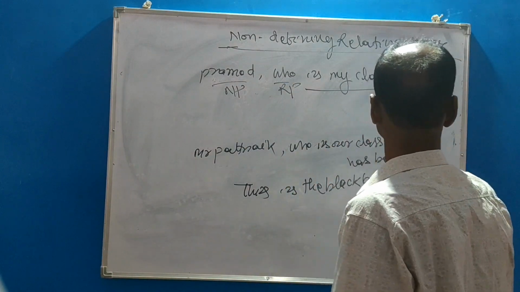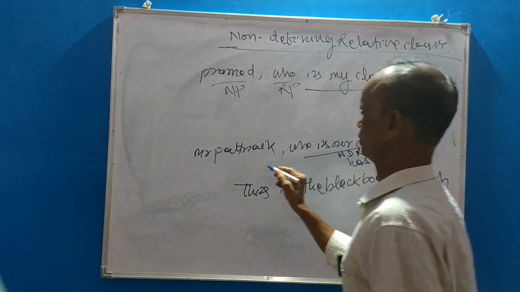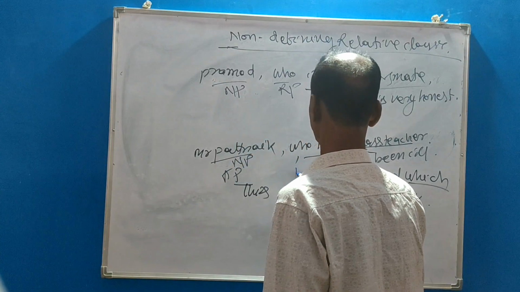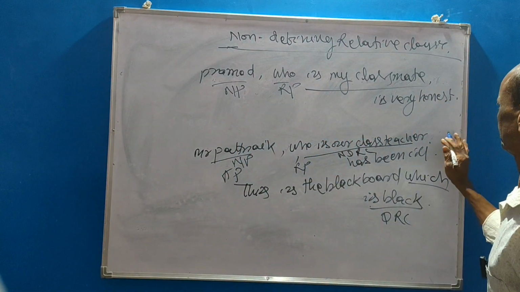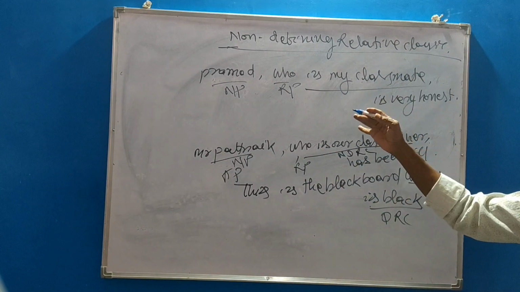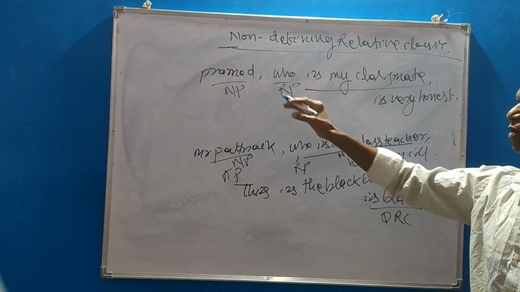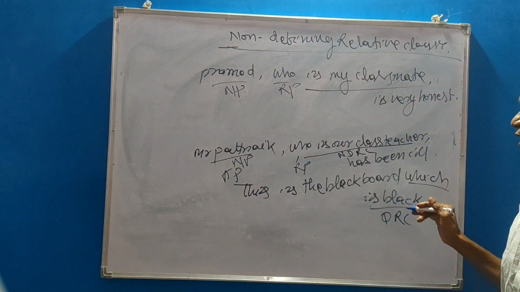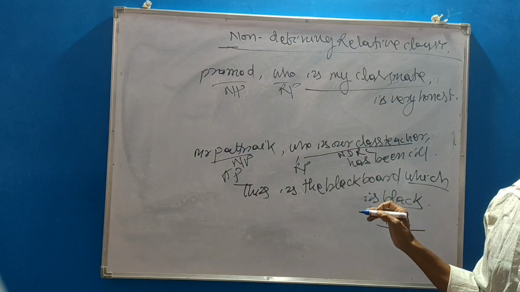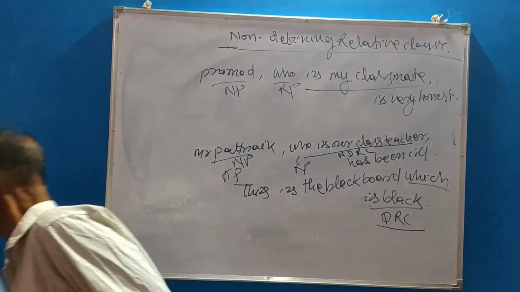Okay? Mr. Patnaik, who is your class teacher. Non-defining relative clause, and noun phrase or say antecedent part, relative pronoun. Okay? This is the comma. This is the non-defining relative clause. A comma is used. Okay? It gives extra information about the noun or noun phrase. But in a defining clause, no comma is used. It gives essential information. Okay. Next comes adverb clause.